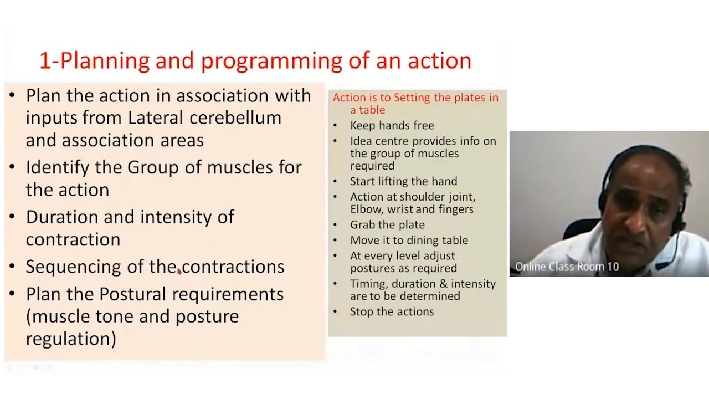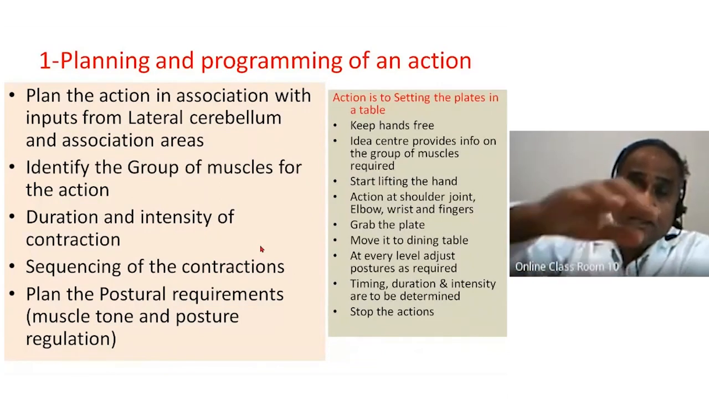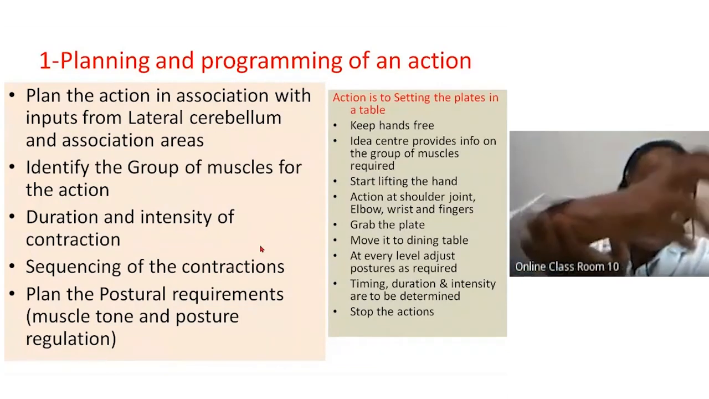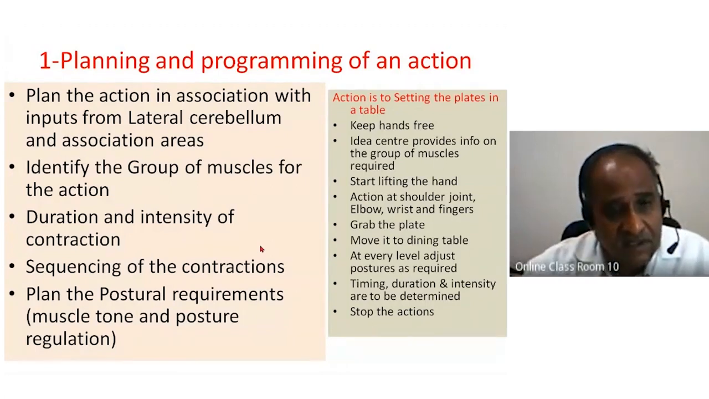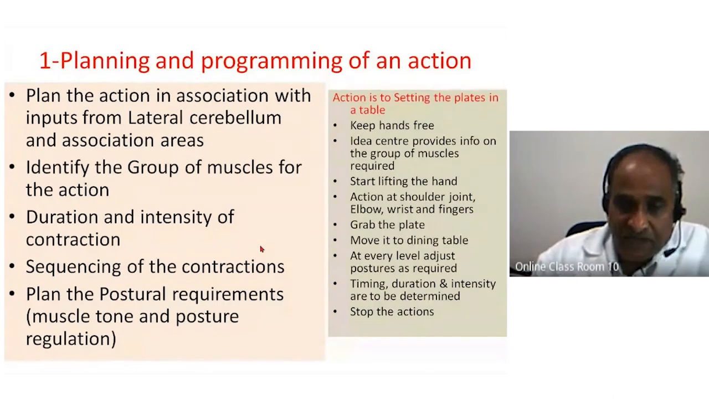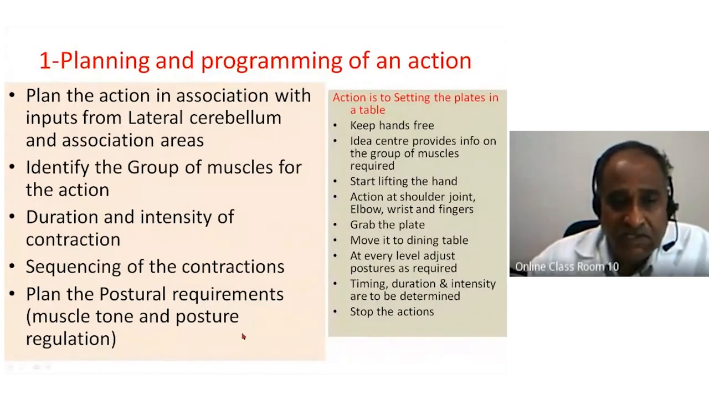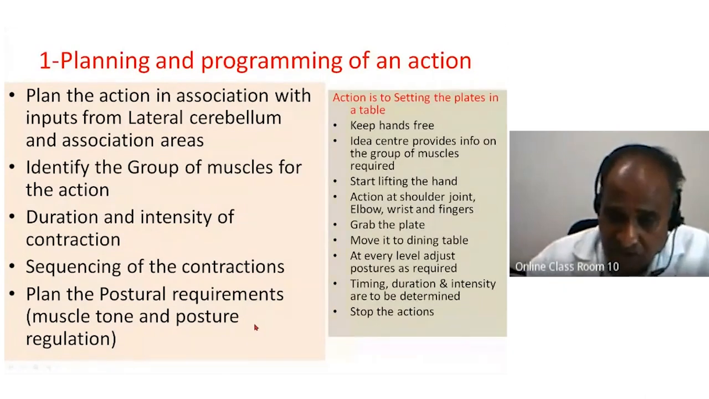Then the sequence of actions. That means first the shoulder joint, elbow joint, and then the hands and fingers. In which order they are going to be contracted. There is no use if my hand and finger movements take place and the shoulder joint is not lifting. It will not perform the work. Then plan the postural requirements for the action, because each action requires a postural requirement.